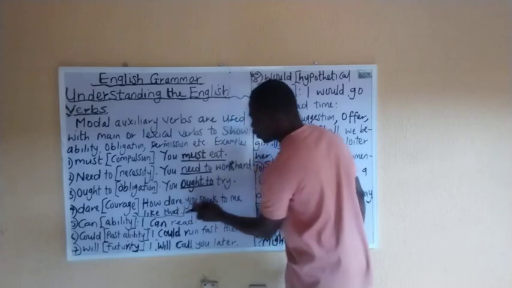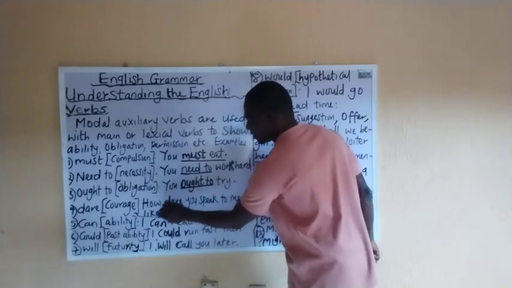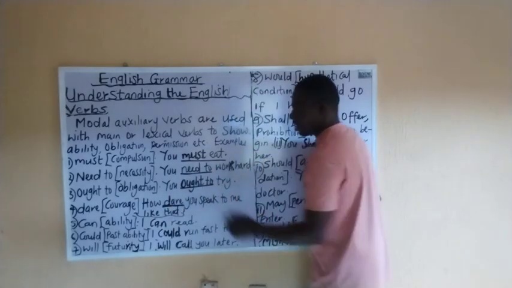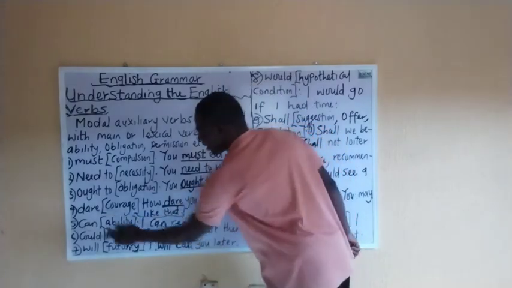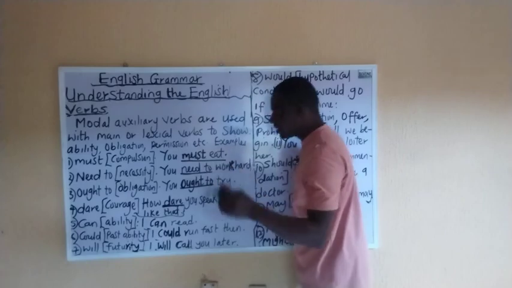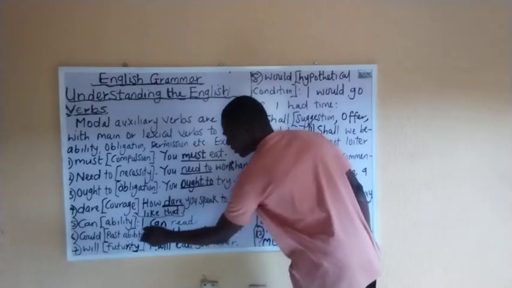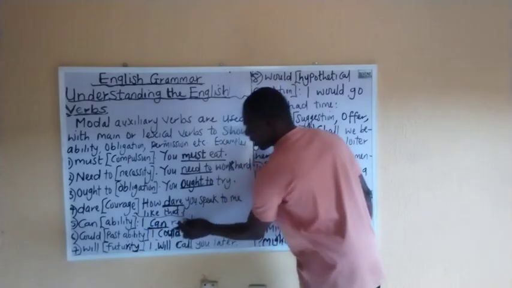Example, how dare you speak to me like that? Dare. Okay, fine. Then number 5, can. Can is used to show ability. Example, I can read.